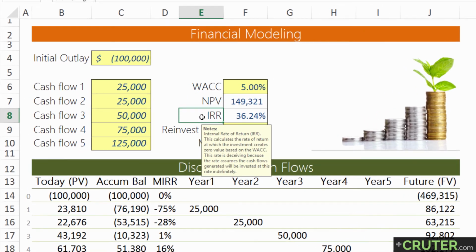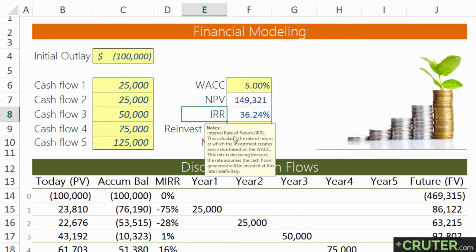I've also put in a note on this one as well. So the internal rate of return calculates the rate of return at which the investment creates zero value based on the weighted average cost of capital, or the hurdle rate. So again, when the net present value is 0, that means that the weighted average cost of capital is equal to the IRR. So there is no value being made or lost. So let's go ahead and continue.